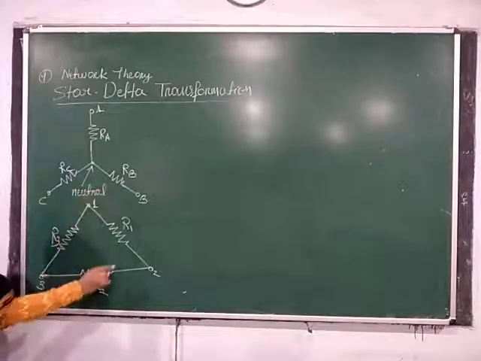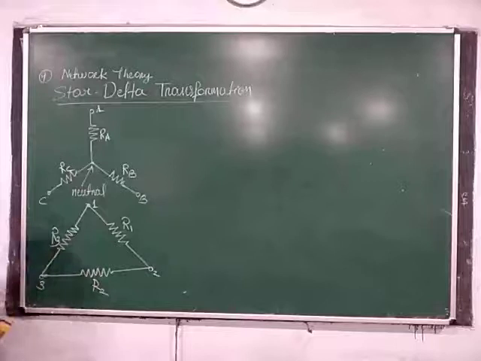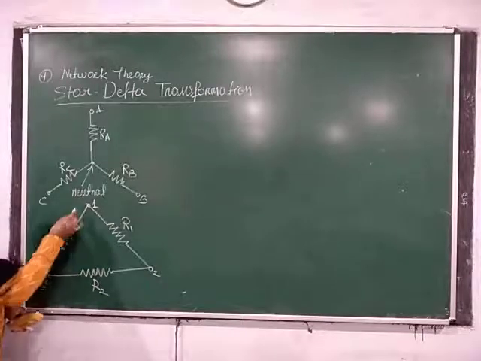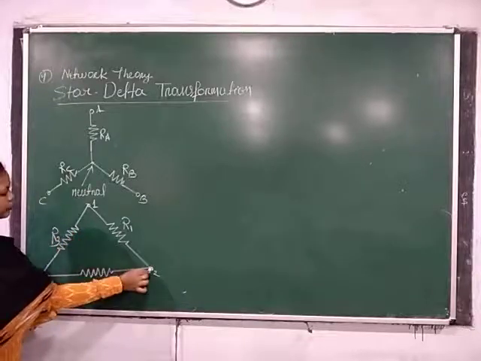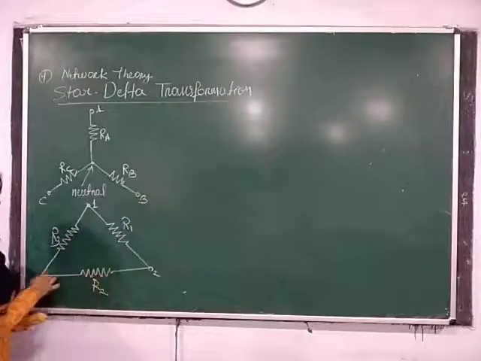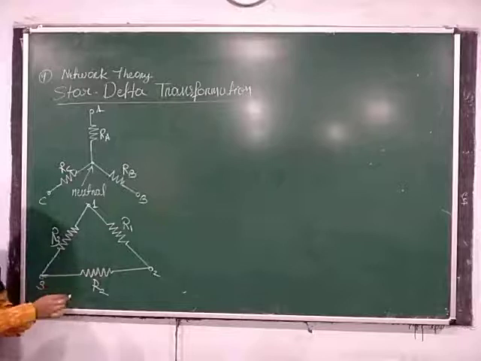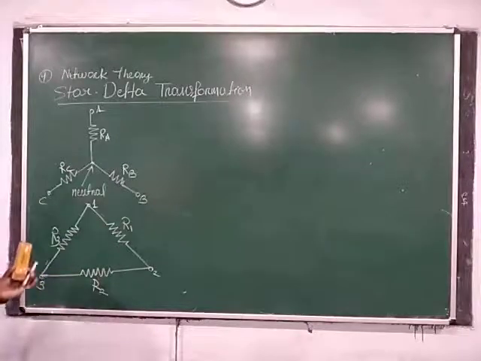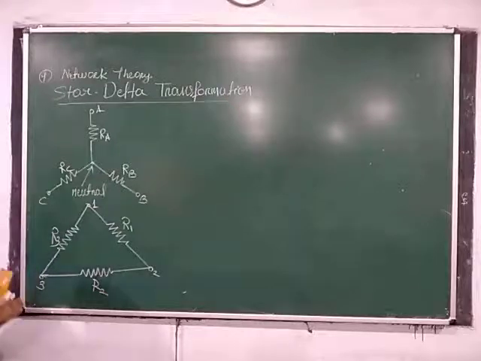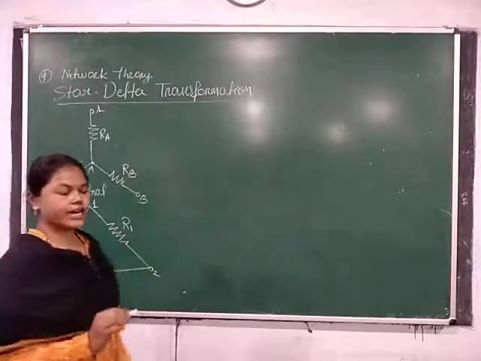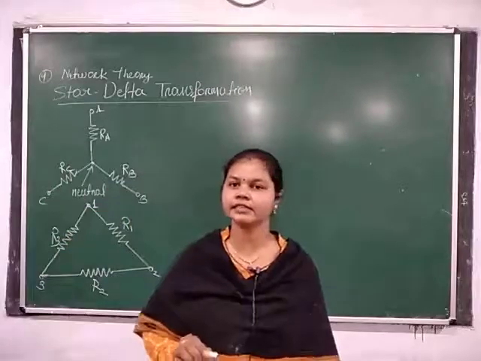But no such point is there in delta connection. Here at point 1, these two branches are connected, at point 2, these two, at point 3, these two. So the point where all three branches connect is not available in delta connection. That is the difference. And what are the similarities?